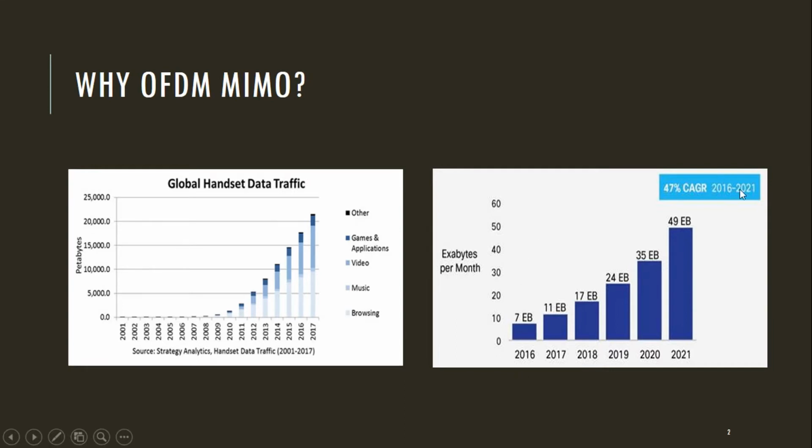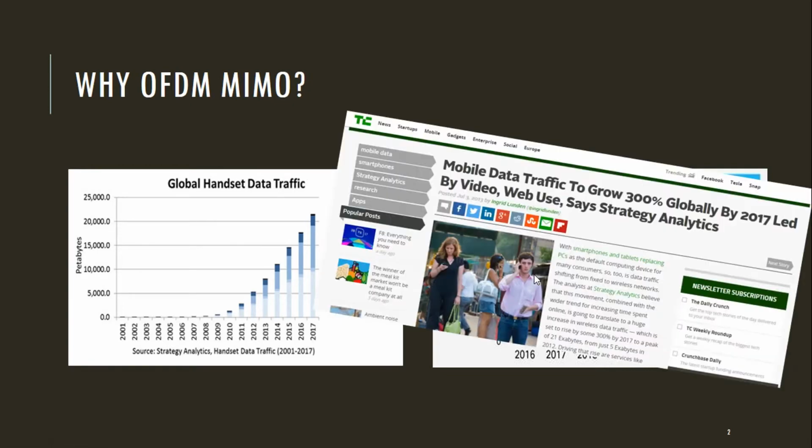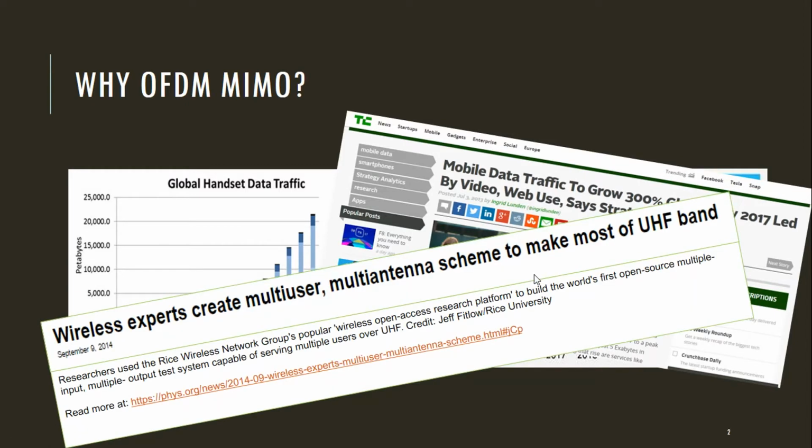That can sustain and give good performance for a long time. The second graph that we see here is a graph from Cisco, which shows that the wireless data traffic by 2021 would be as high as 49 exabytes per month. So we really need some concrete technology that could power these sort of demands.